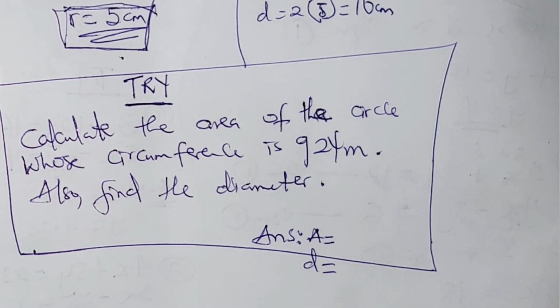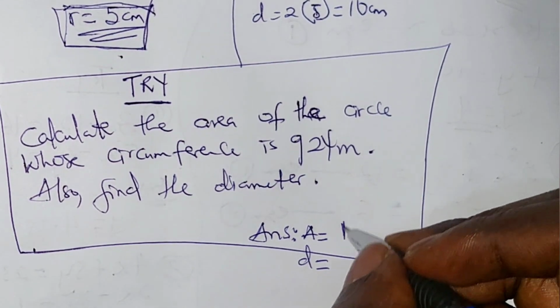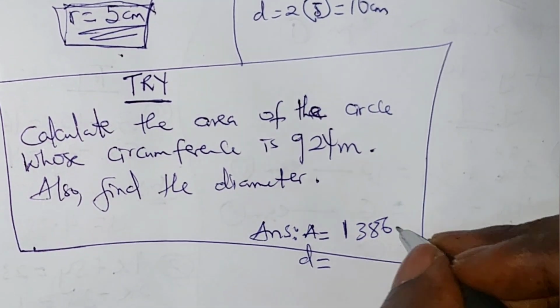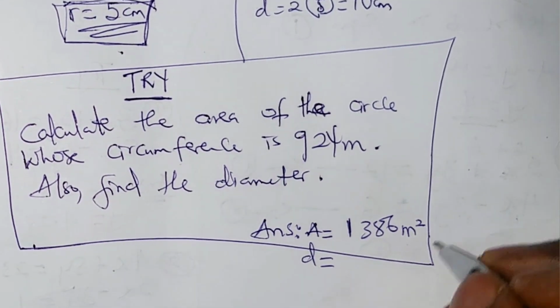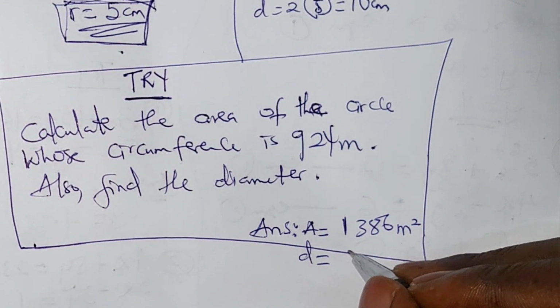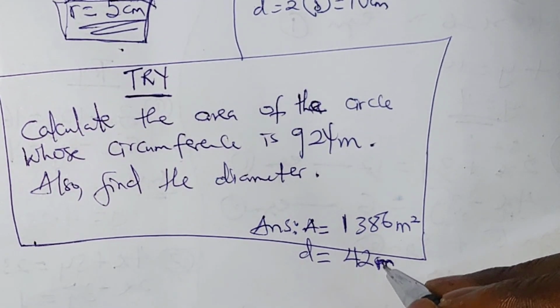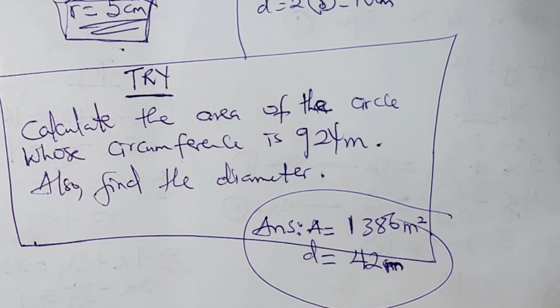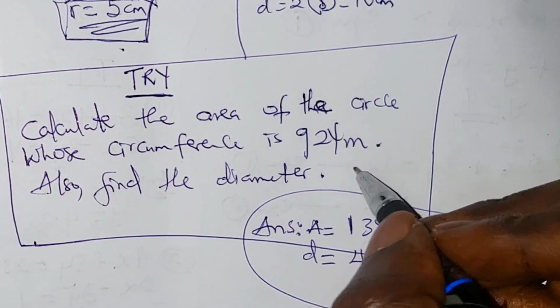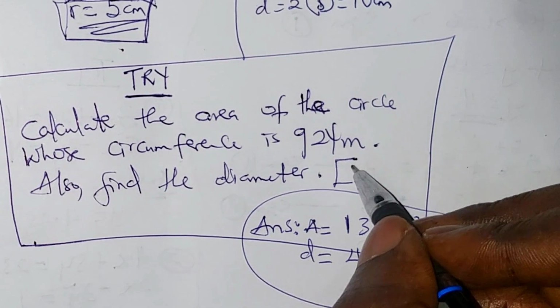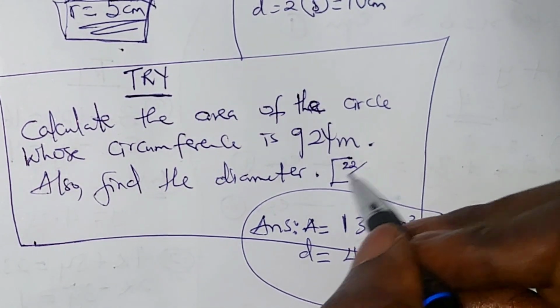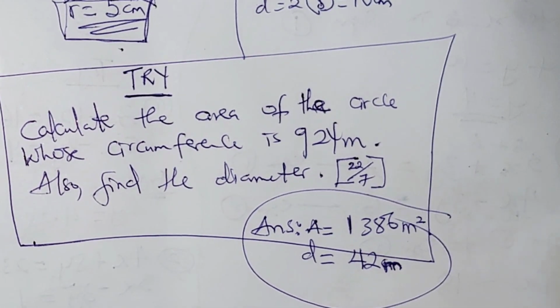All right. My area is going to be 1,386 meter squared, and my diameter is going to be 42 meters. So that becomes it. And to make sure we are on the same page, we are using pi to be 22/7 so that we will all get the same answer.